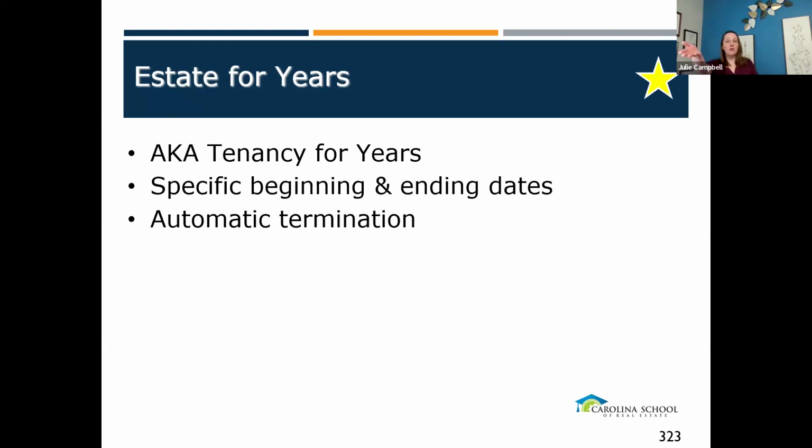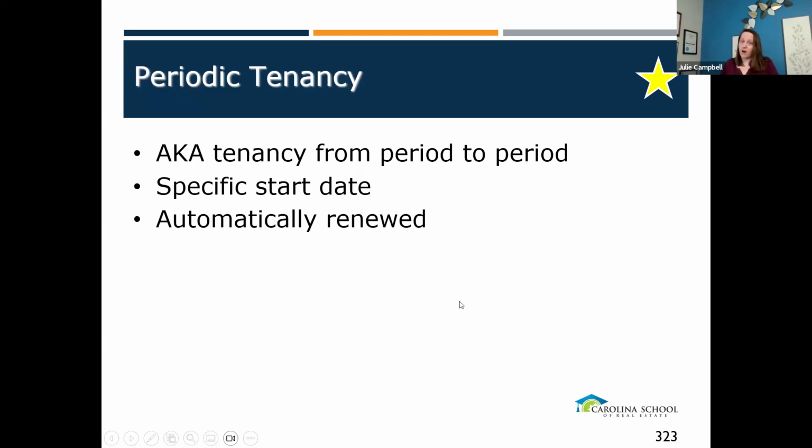We don't have to give each other notice. Could we agree to extend it? Sure. But we don't have to. We've already agreed that it'll end on this date. So the estate for years has a specific ending date. A periodic tenancy, also known as a tenancy from period to period, has a specific start date, but we don't have a specific end date. We are going to automatically renew it until one of us ends it, until the landlord or the tenant ends it. It's not uncommon for an estate for years to turn into a periodic tenancy.